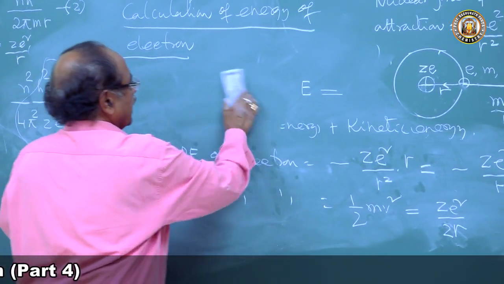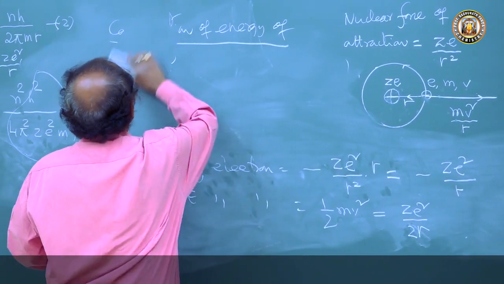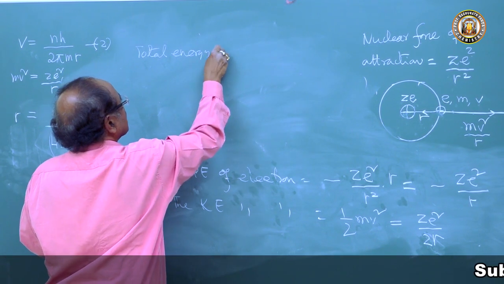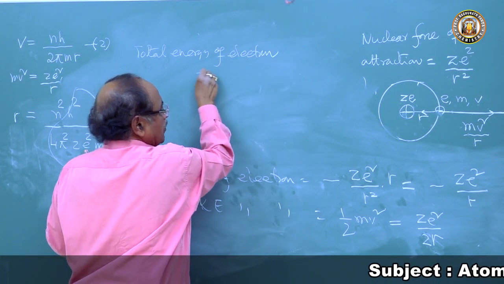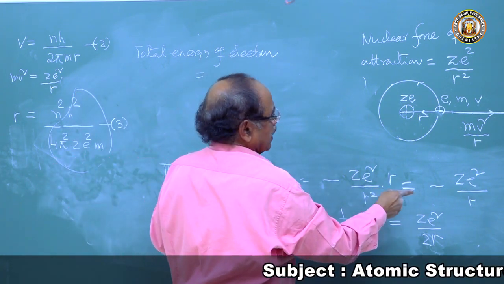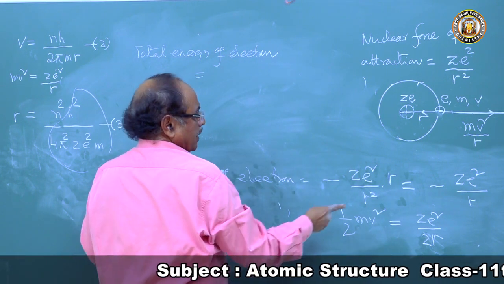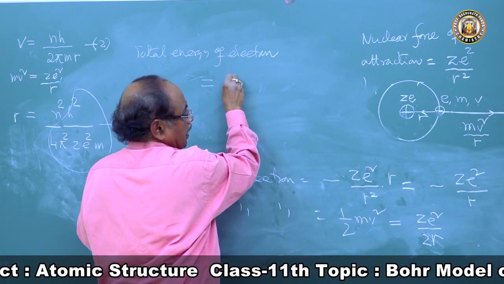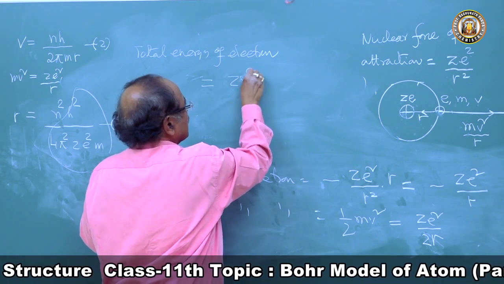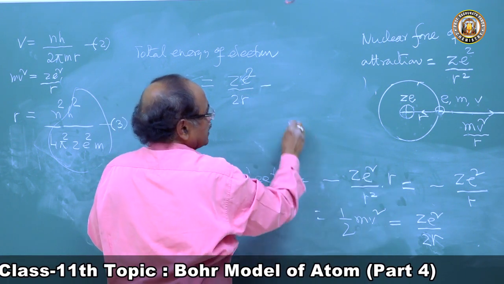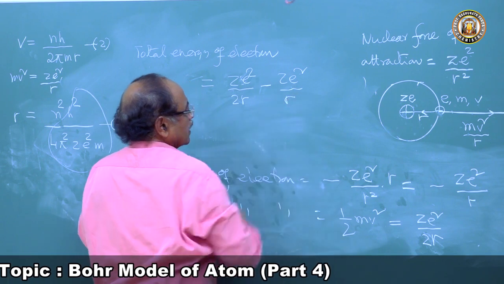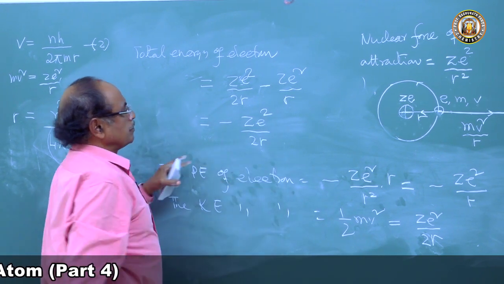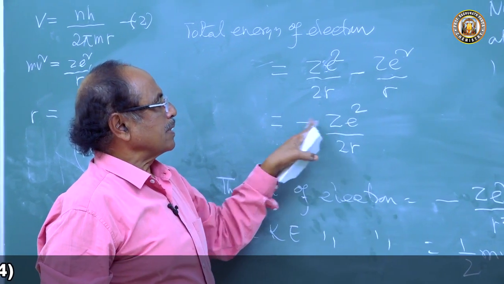Therefore, the total energy of the electron will be equal to the kinetic energy, Ze square by 2r, and minus the potential energy, Ze square by r. So this will be minus Ze square by 2r.